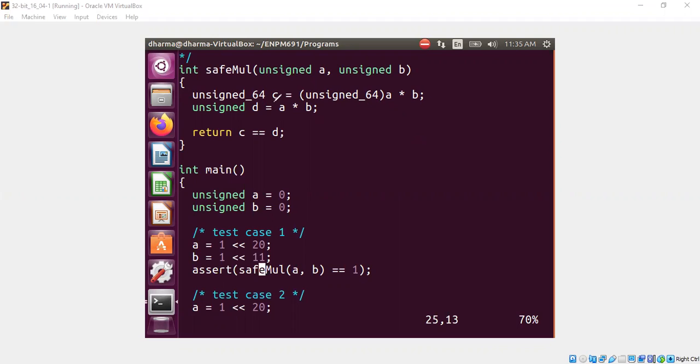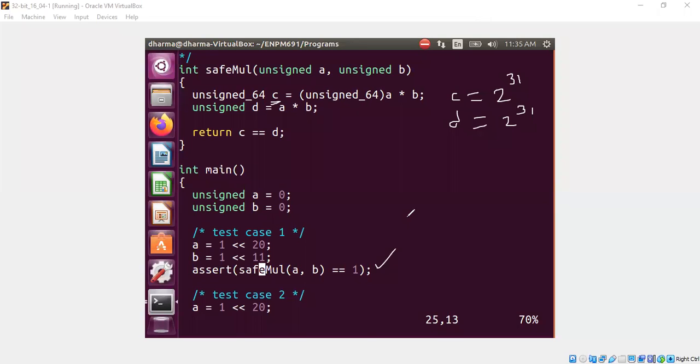What will be the value of C for the first test case? 2 power 31, right? And D will also be 2 power 31, and they are equal, so we are good. Good in the sense that the answer will be 1. And the next test case, right?